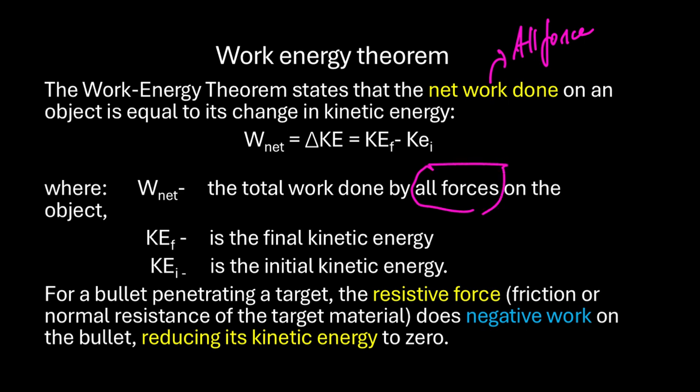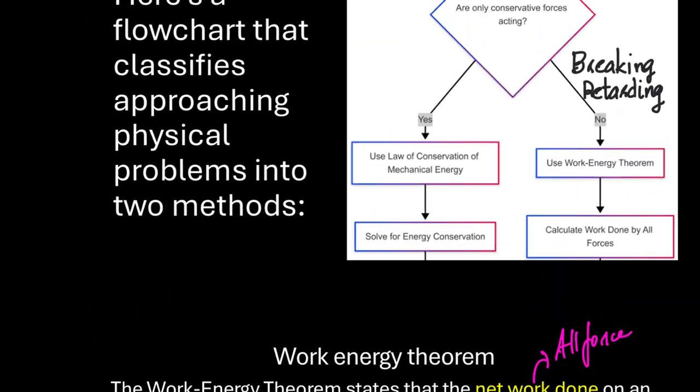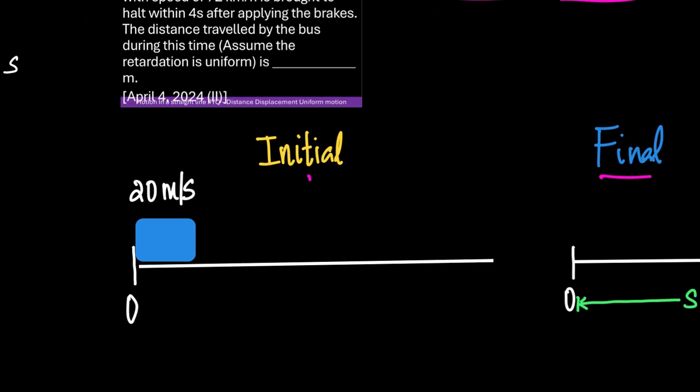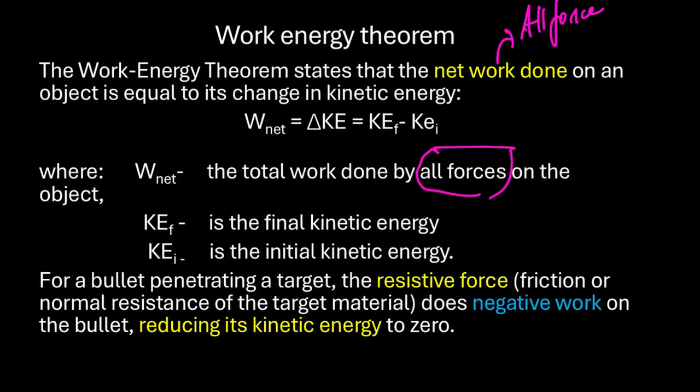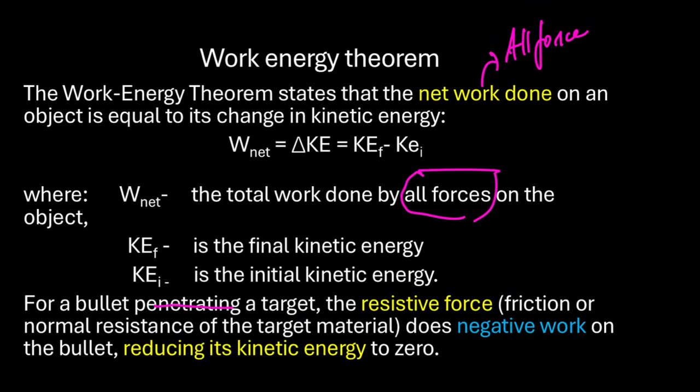Now, for a bullet penetrating its target, the resistive force. Okay, my bad, that should actually come from the previous question. We don't need this here. This is not a bullet penetrating a target. This is actually a bus coming to a stop, right? So instead of resistive force, what we have here is the braking force. And the rest of the explanation remains the same.